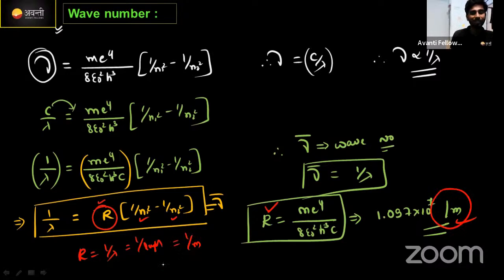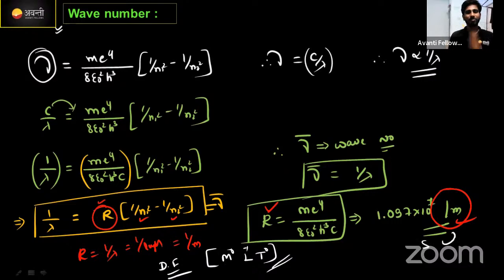Per meter means here the dimensional formula will become M to the power of 0, there is no mass, L to the power of minus 1, because it comes to the numerator, and T to the power of 0. Thus we need to raise the fundamental physical quantities to their powers. That's a dimensional formula. So it has a dimensional formula and also an SI unit. Clear?